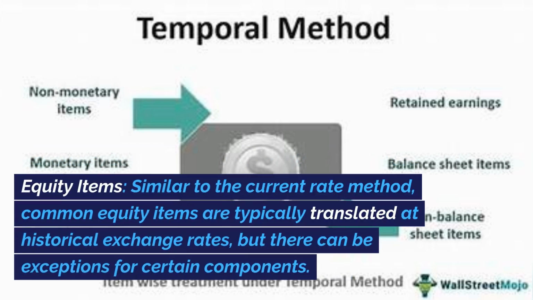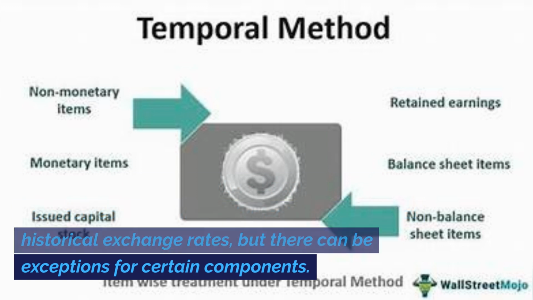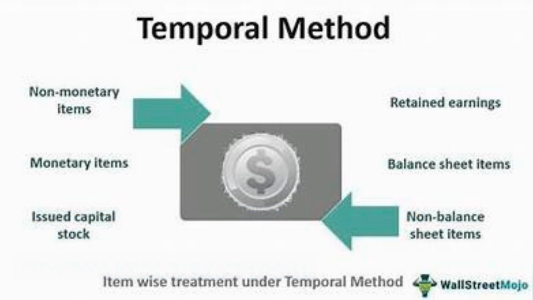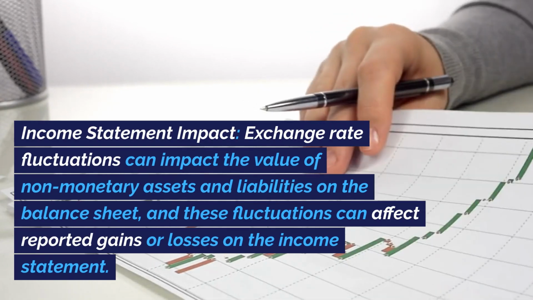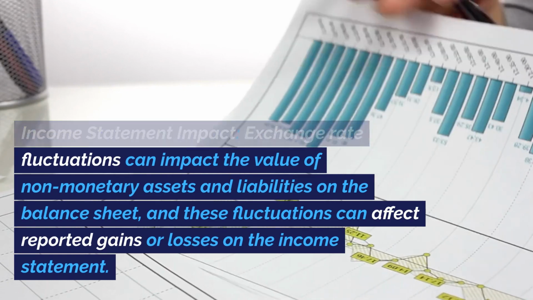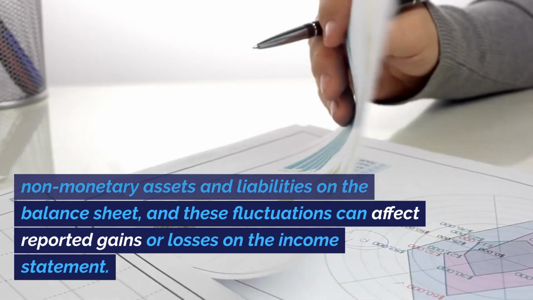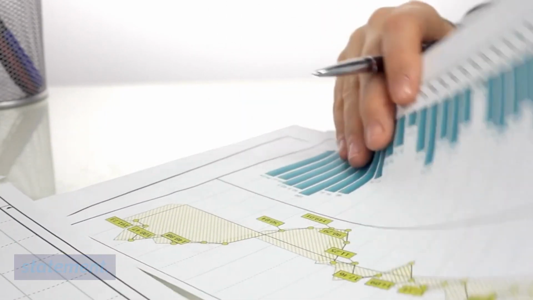Equity items. Similar to the current rate method, common equity items are typically translated at historical exchange rates, but there can be exceptions for certain components. Income statement impact. Exchange rate fluctuations can impact the value of non-monetary assets and liabilities on the balance sheet, and these fluctuations can affect reported gains or losses on the income statement.